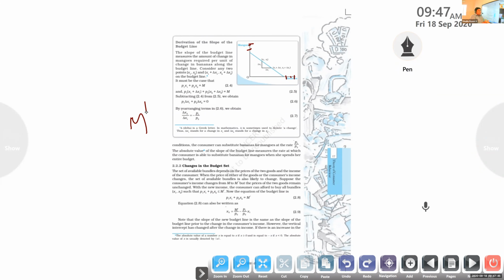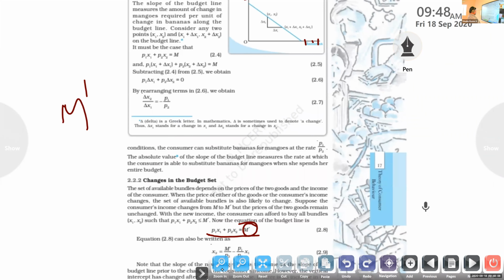What we want to choose, mango or banana, is up to us or up to our preferences. So the equation will change into P1 into x1 plus P2 into x2 equals the new income M dash. Now we are able to make a change in the equation here. Instead of M, M dash came, because our new income is related to the price of the commodity that we are going to purchase. So that is going to be the change in the budget set.